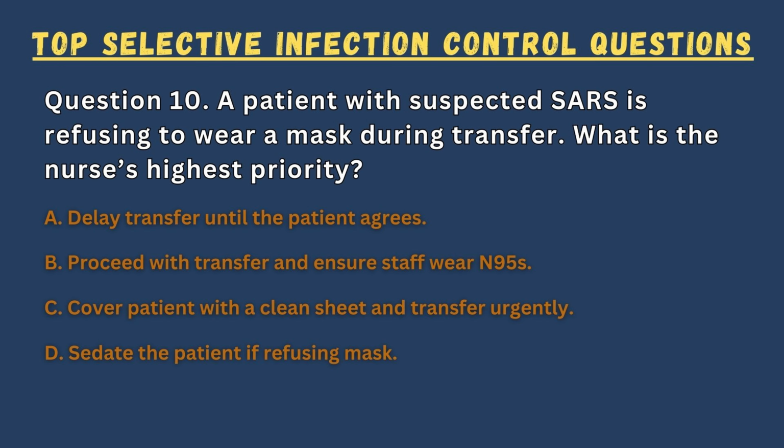Question 10. A patient with suspected SARS is refusing to wear a mask during transfer. What is the nurse's highest priority? A. Delay transfer until the patient agrees. B. Proceed with transfer and ensure staff wear N95s. C. Cover patient with a clean sheet and transfer urgently. D. Sedate the patient if refusing mask.